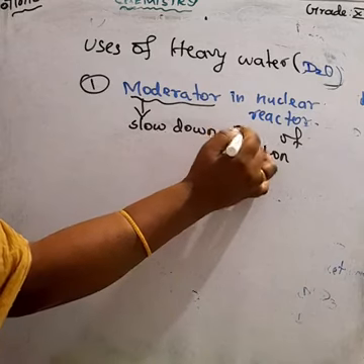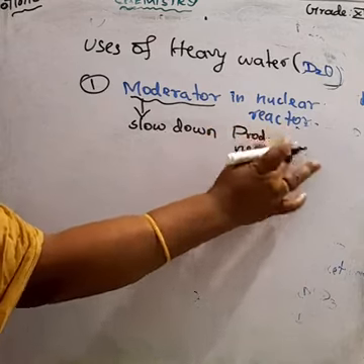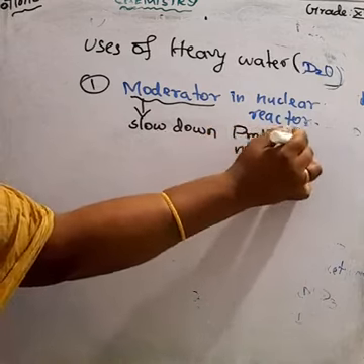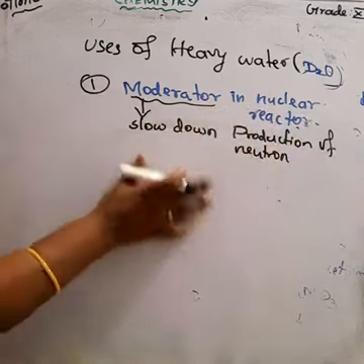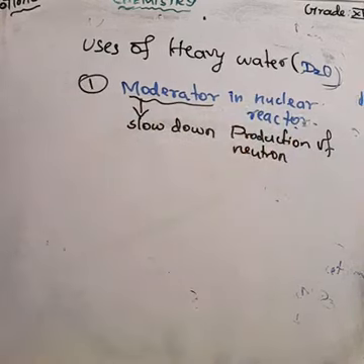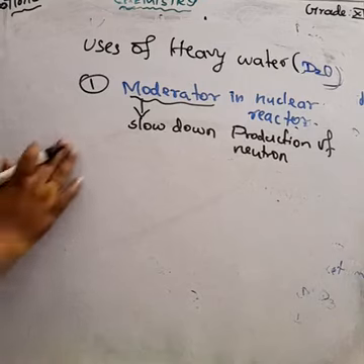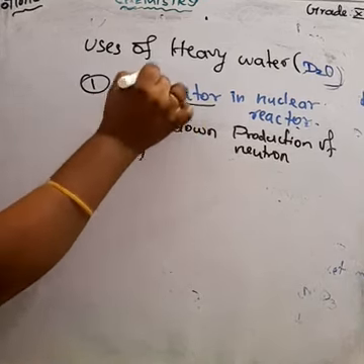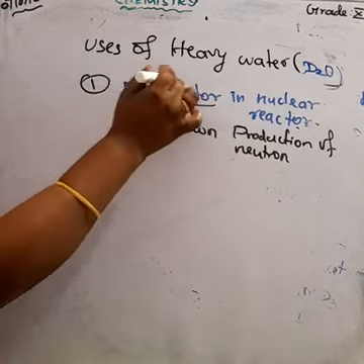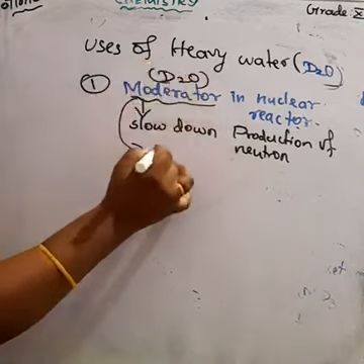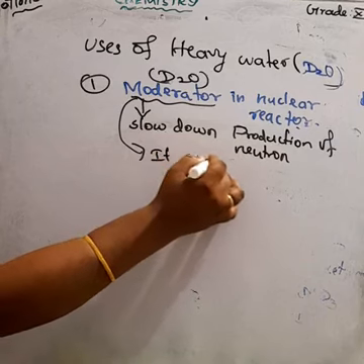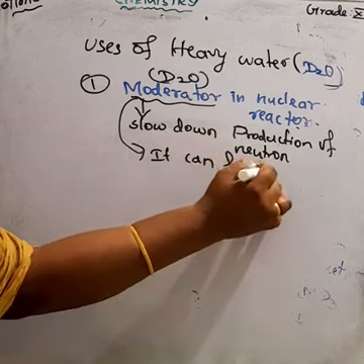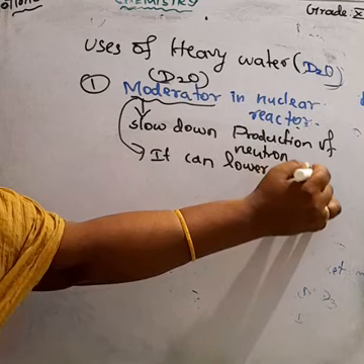In the nuclear reactor, the neutrons are highly energetic. It produces neutrons, and the nuclear fission reaction also takes place there. But we are using deuterium oxide, that is heavy water, as the moderator in the nuclear reactor. It can lower the energies of fast neutrons.